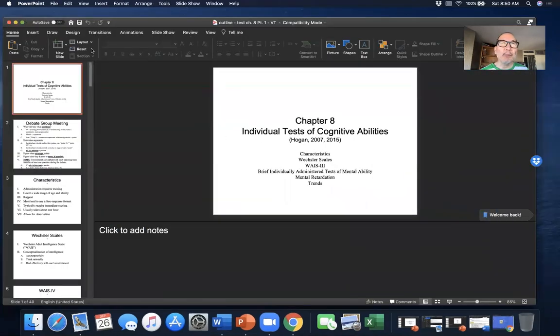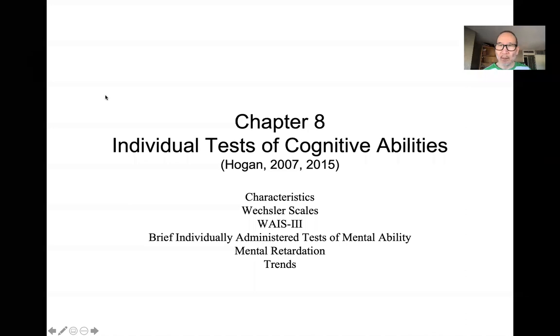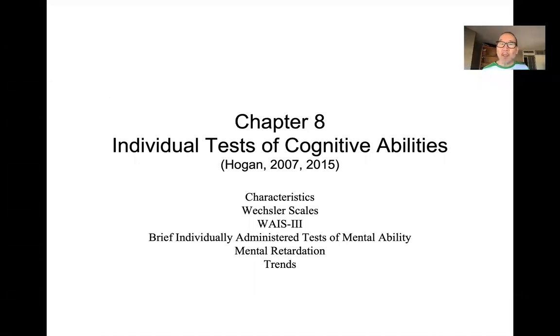Alrighty, folks, let's get into a particularly interesting chapter in our text concerning individual tests of cognitive abilities. A big focus for us here will be on describing the characteristics of individual tests of cognitive abilities, mental abilities, most typically associated with the IQ test. And we will look particularly at the characteristics of the Wechsler Adult Intelligence Scale.